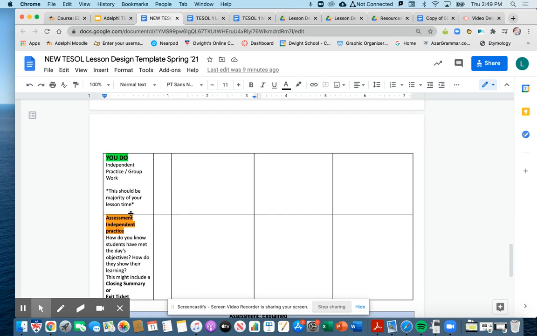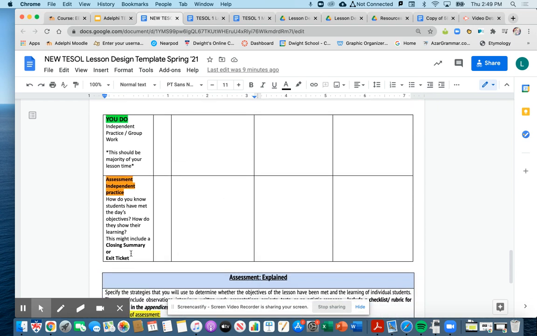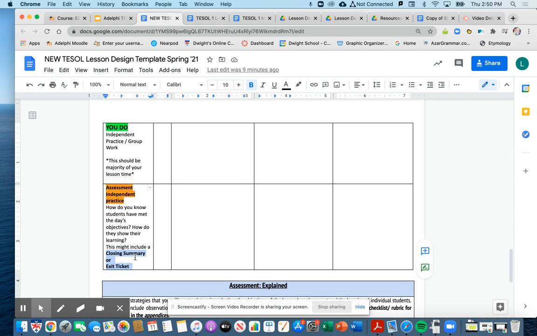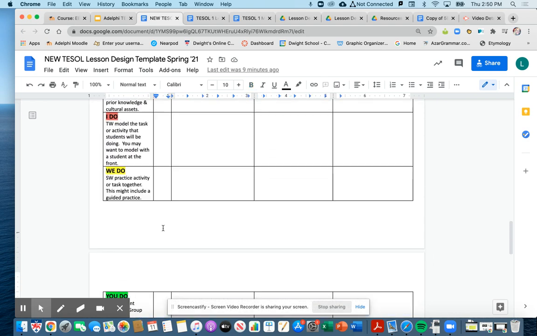And then lastly, you have your assessment. This could be a closing summary or exit ticket. This might look like student reporting, where one member from each group reports what they've learned or what they did in their group. It could be an exit ticket where students answer the question of the day, and then you collect that exit ticket. It might be a Padlet. So there's lots of different things you can do there.